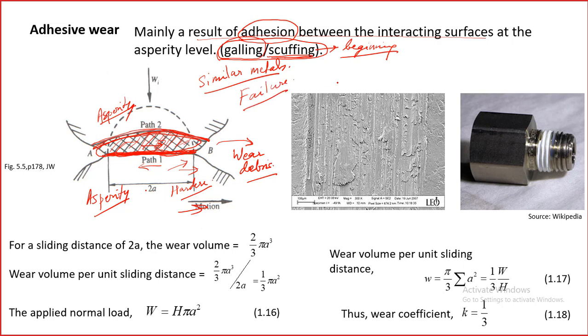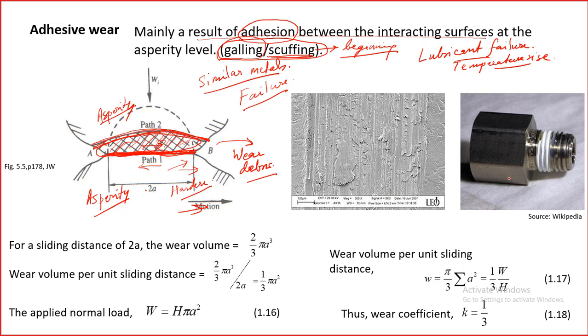So adhesive wear will happen not just because we have selected the bad material, but also because of lubricant failure. Lubricant failure because of its chemistry, for example, and also because of temperature rise. So in both situations, this adhesive wear or scuffing or galling can take place.